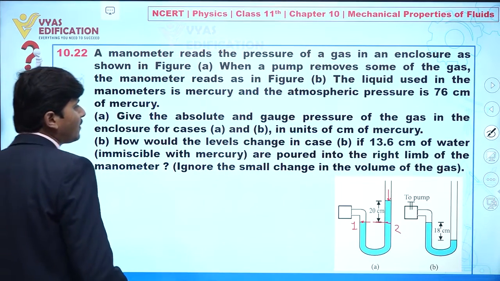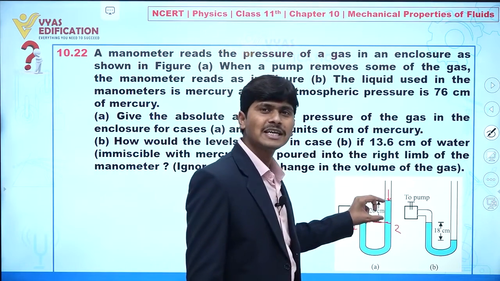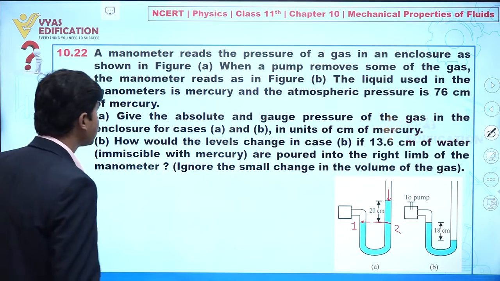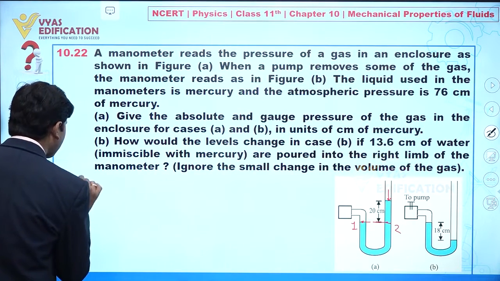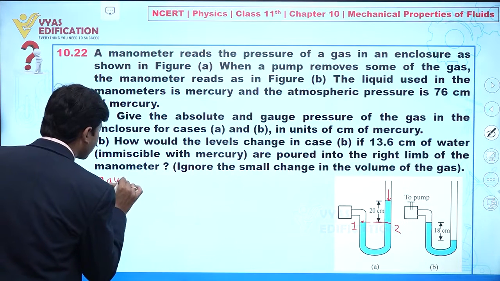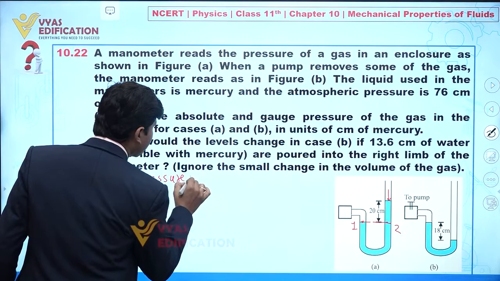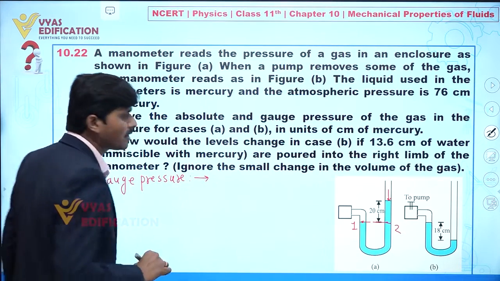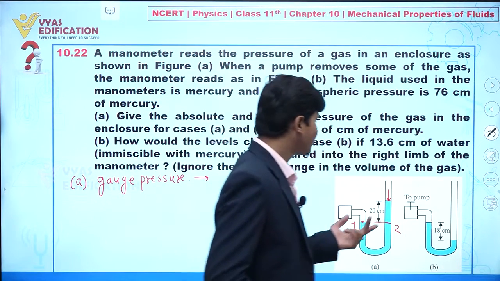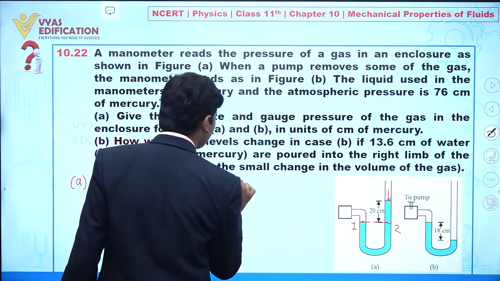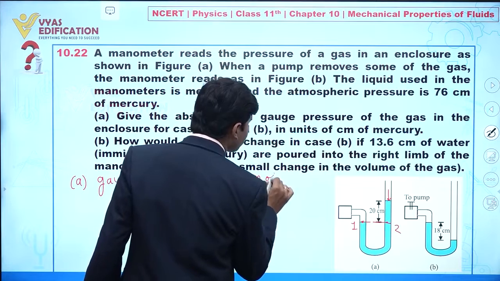So first, if I am saying here what is this 20 centimeter, so I can say this is pressure head, yes or no? Or we can say if I am talking about gauge pressure in case number 1. Clear? So if I am talking about gauge pressure in case number 1, directly I can say this is 20 centimeter of mercury. Clear? So this value we have plus 20 centimeter of mercury.